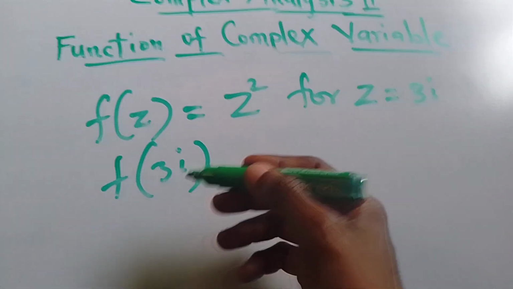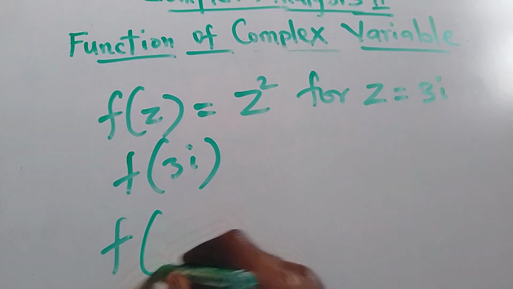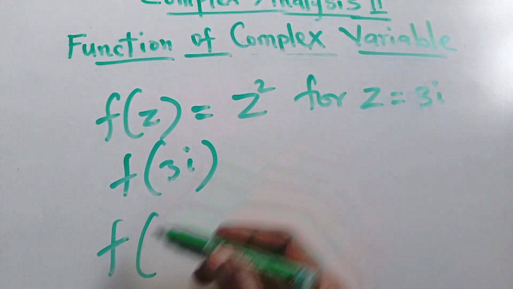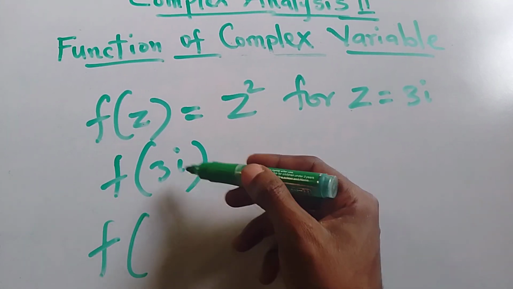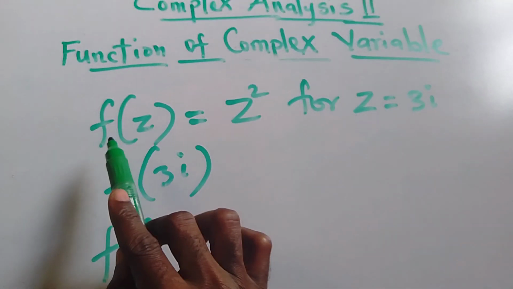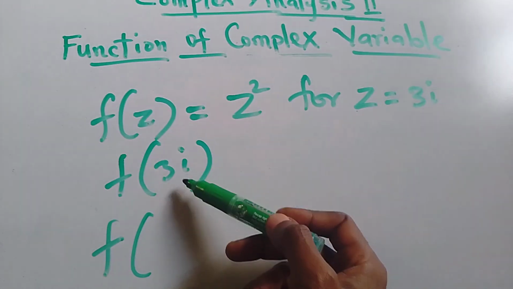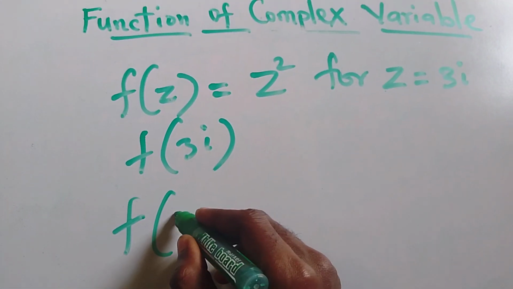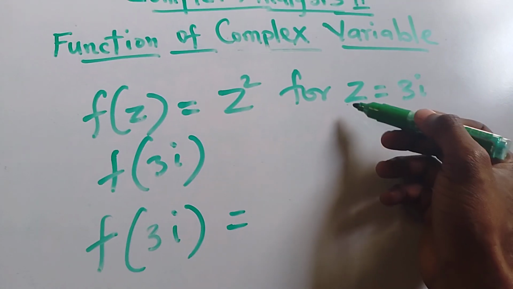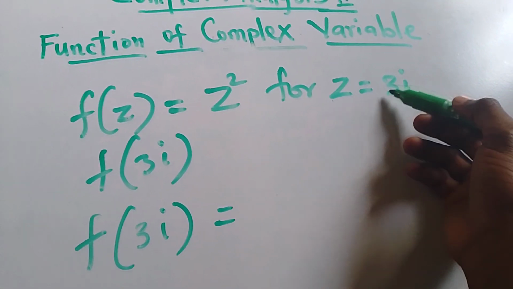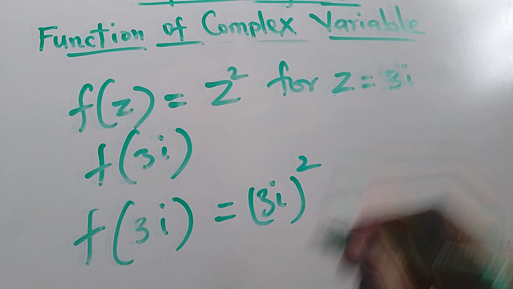So now to get this is going to be like this. If f of z is equal to z square for z equal to 3i, so if we are finding f of 3i, it shows that where we have f of z, we are finding f of 3i. So this z becomes this 3i. So we can plug in 3i here, which is equal to z square. Now z square is going to be this. Z is equal to 3i. So z square is going to be 3i square.